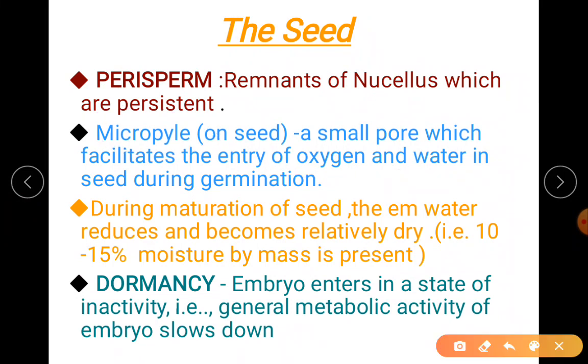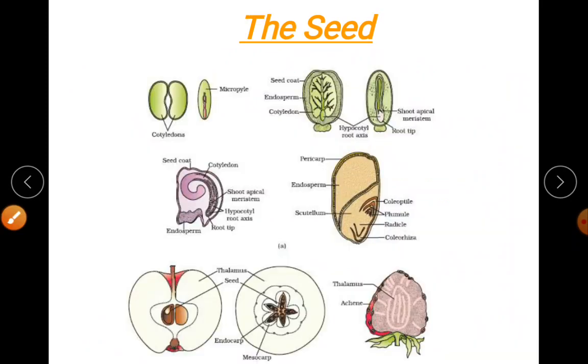What is the moisture content in a mature seed? It is 10 to 15% of moisture by mass. That is a relation by mass they have told. So I hope it is clear over here about the monocot and the dicot seed.